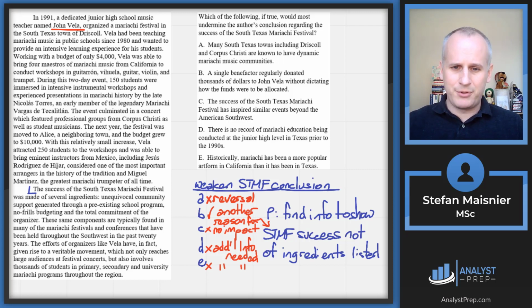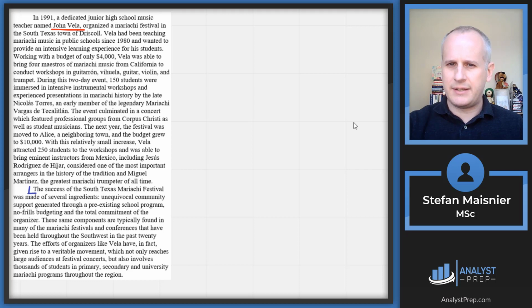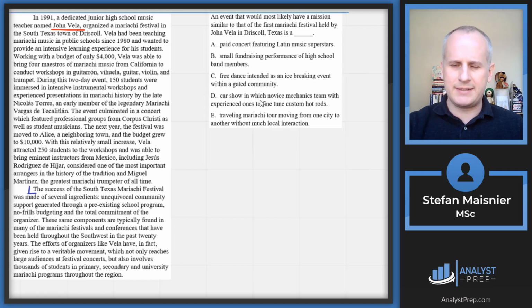So we end up with choice B as a nearly critical reasoning weakened style question within reading comprehension, as the proper way to undermine the author's conclusion in the passage regarding this specific subject of the South Texas Mariachi Festival. Now, let's bring in one more question here and work it in a similar fashion.